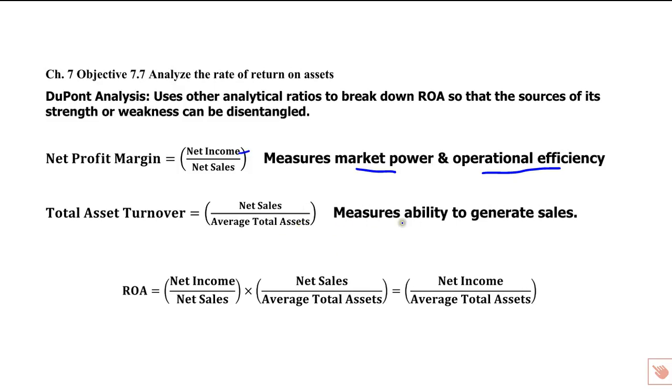Net sales to average total assets just measures the ability to generate sales per dollar asset. So how effectively you manage your long-term assets. So if your total asset turnover ratio is a problem, then what you have to do is start looking at what assets am I going to get rid of.